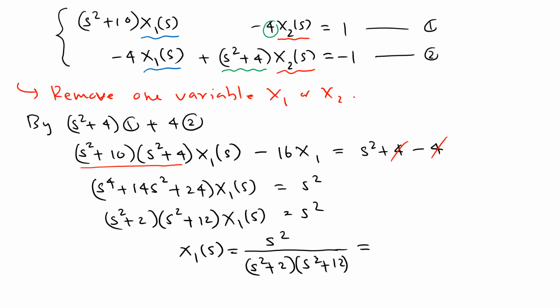Now you can use the partial fraction method. If you do that, you're going to get 1/5 over s squared plus 2, plus 6/5 over s squared plus 12. Just use the partial fraction technique and you will end up with those two partial fractions. Now things are easy. You just need to invert. Once you invert, you get x1.